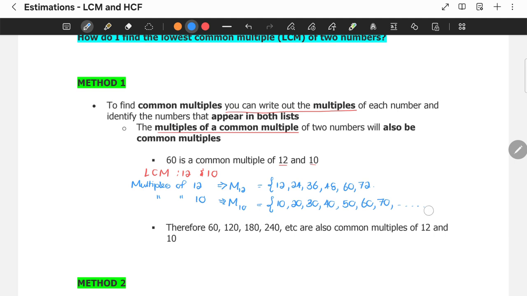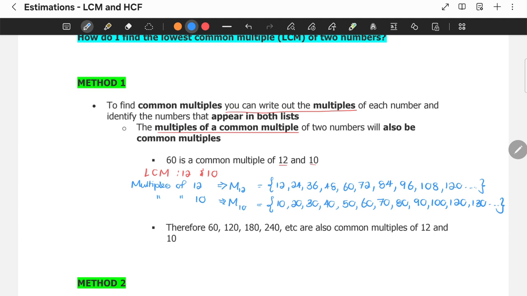We can try to expand this to more numbers. So 12 times 7, that's 84. Then times 8, that's 96. Times 9, that's 108, times 10, that's 120, and on and on, right? And then here we have 70, 80, 90, 100, 110, 120, 130, and on and on, right?